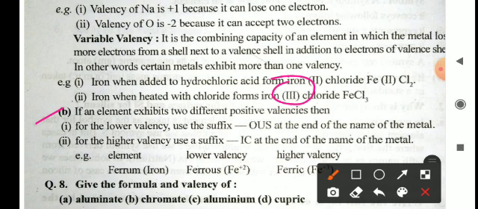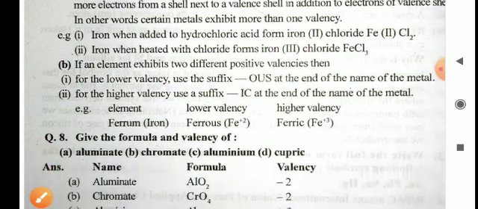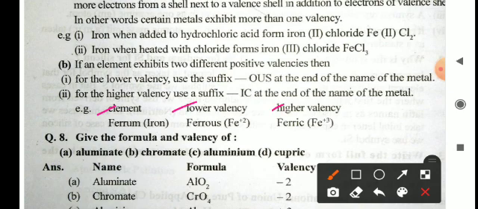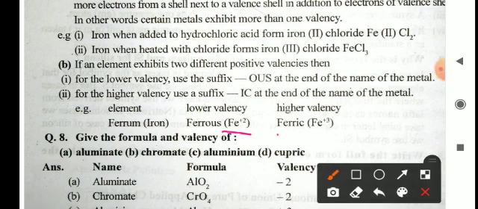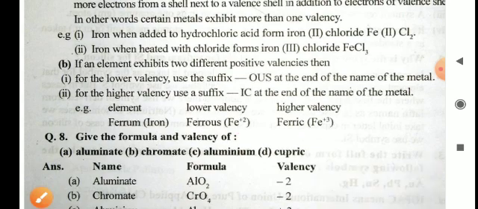If an element exhibits two different positive valencies, then for the lower valency use the suffix -ous at the end of the name of the metal, and for the higher valency use the suffix -ic. For example, iron, ferrum: ferrous and ferric. Fer is the same, but -ous and -ic are different. -ous is used for +2 valency and -ic is used for +3 valency. So if iron is present in Fe2+ form, it is known as ferrous, and if it is present in Fe3+ form, it is known as ferric.